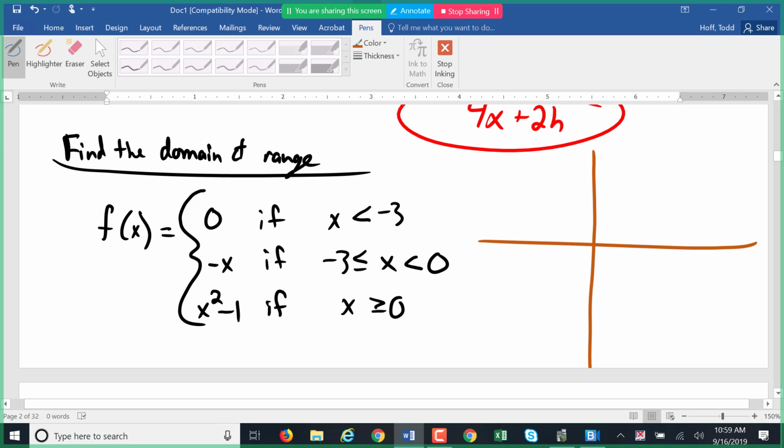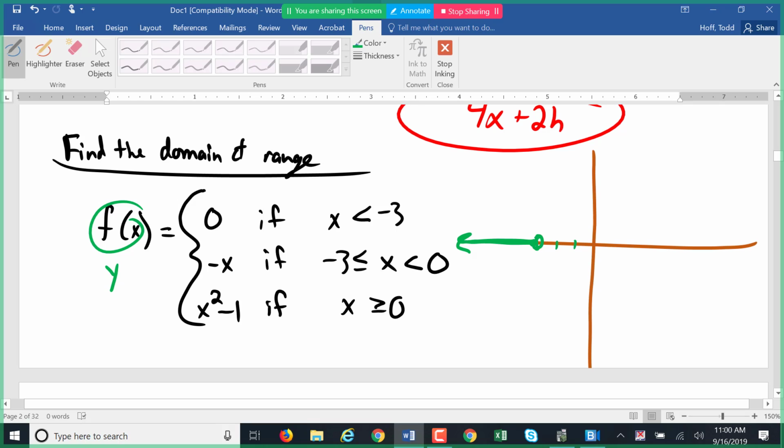Sorry, f of x equals 0 if x is less than negative 3. So remember, f of x is really y equals 0 if x is less than -3. That's just a horizontal line here. Goes off in that direction, but it ends at -3. And it's going to be an open dot there because it's strictly less than.